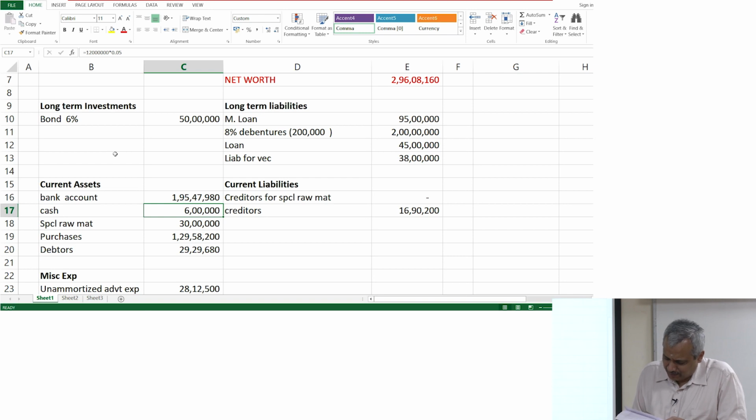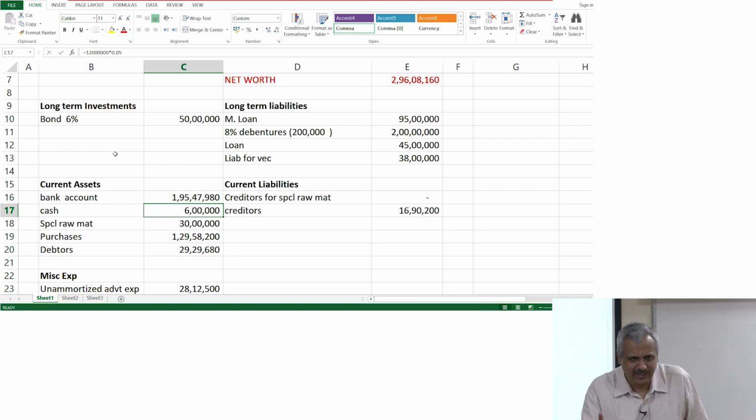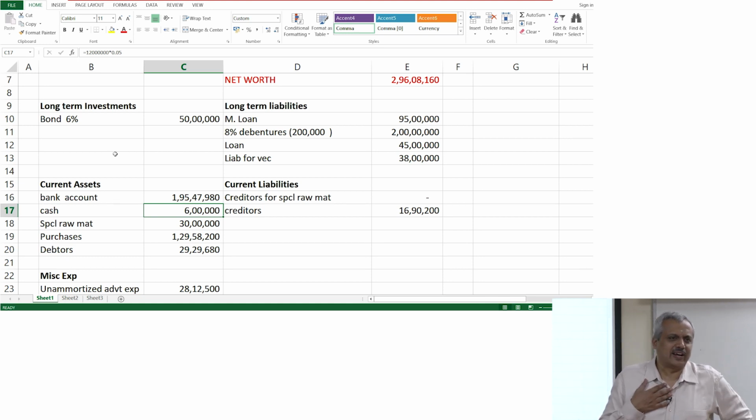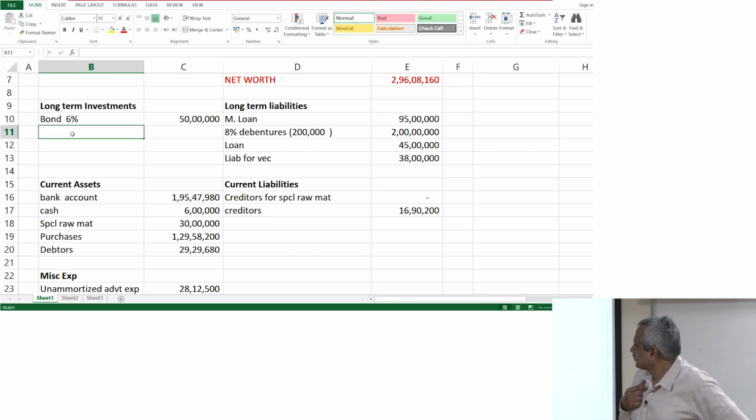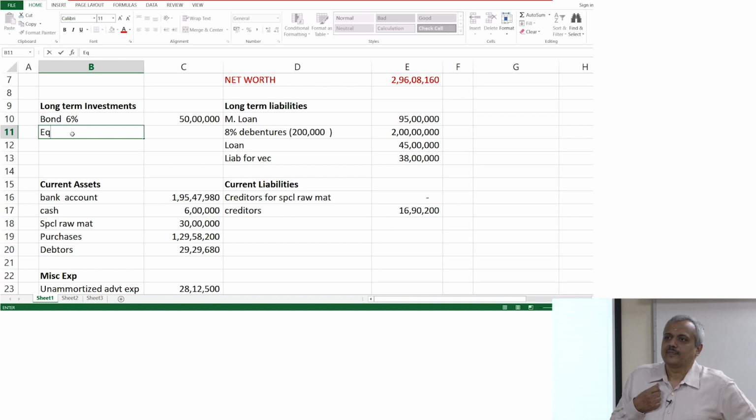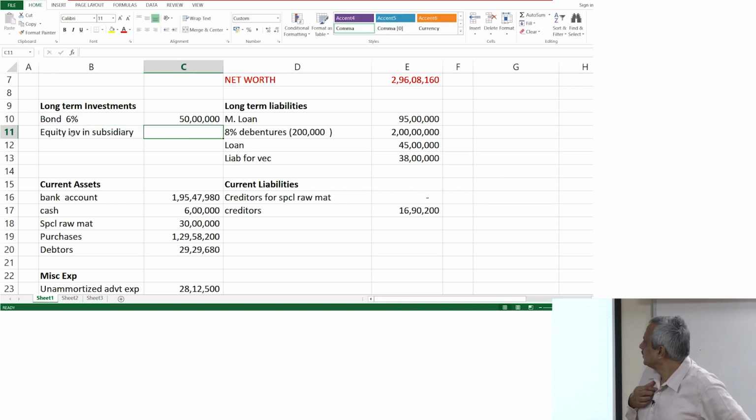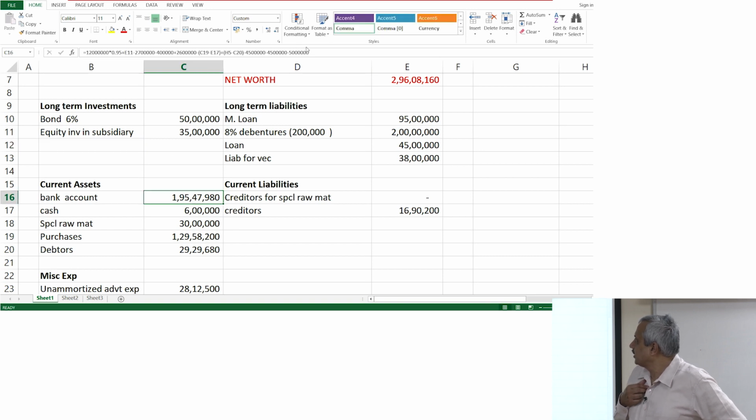Further, on the same day, September 21st, the company invested 35 lakhs in the form of equity in a subsidiary. Long-term investment, equity in a subsidiary, no interest in this particular case. If they give a dividend, it's fine. 35 lakhs invested in equity in a subsidiary. Bank account reduced by 35 lakhs, my dear.